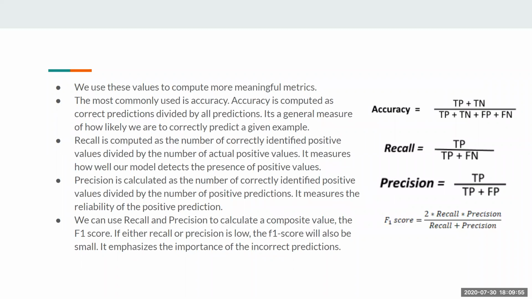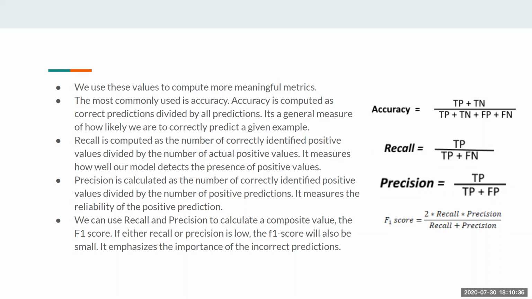We then take these values and combine them to compute more meaningful metrics. The number of true positives that your model generated by itself doesn't really tell you very much. The most commonly calculated metric from these values is accuracy. It's computed as the number of correct predictions, which is true positives plus true negatives, over all the predictions our model made. It's a general measure of how likely we are to correctly predict an example in the test set, and hopefully also generalizes to be the same as accuracy on data that our model sees in production.